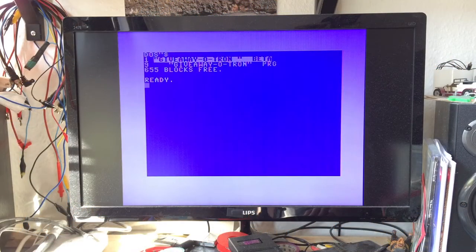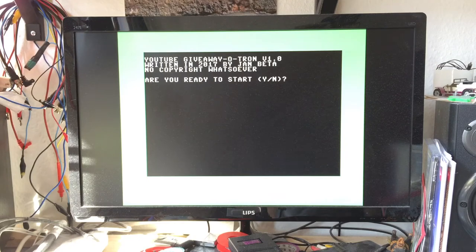So there's our giveaway Otron. Okay, so here's the giveaway Otron I made. Revision 1.0, of course. I hope this is gonna work. As I said, I haven't tried it. Are you ready? Yes, heck, I am ready.